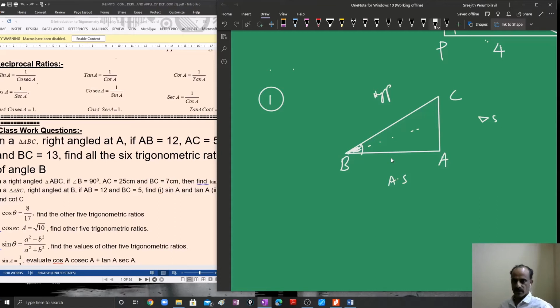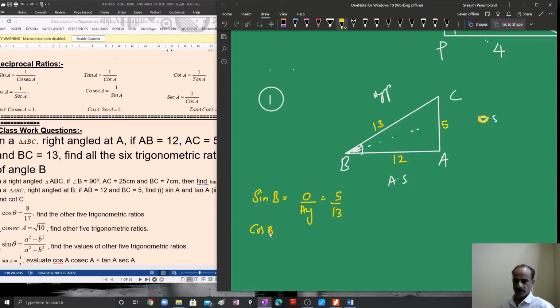AB is equal to 12, AC is equal to 5 centimeters, and BC is equal to 13. It is already given. You have to find the measurement of all the trigonometric ratios. First one is sine of B, that is opposite side by hypotenuse, 5 by 13.